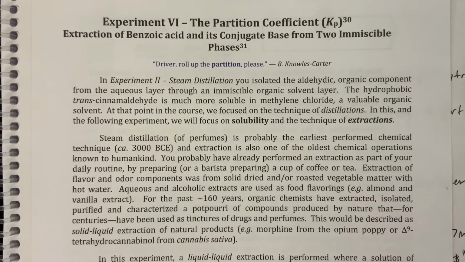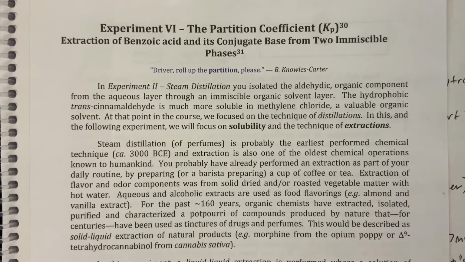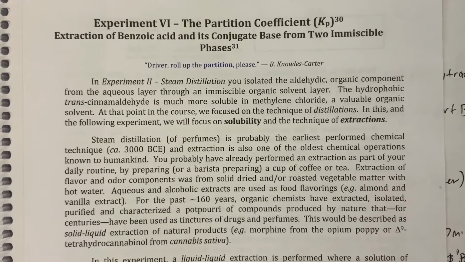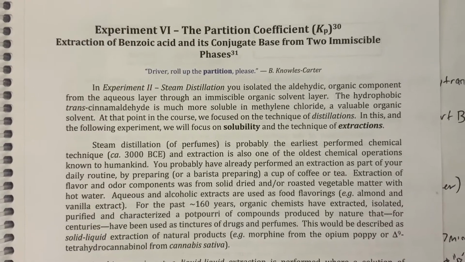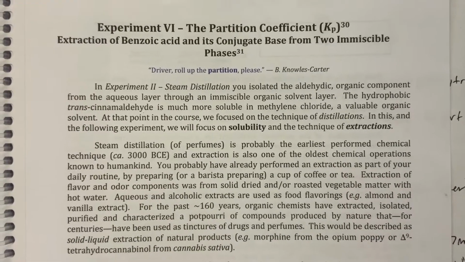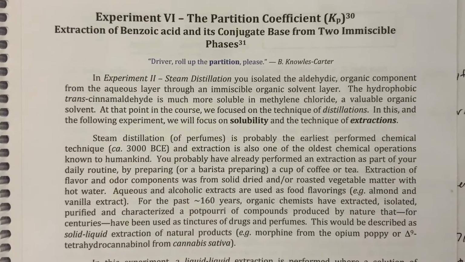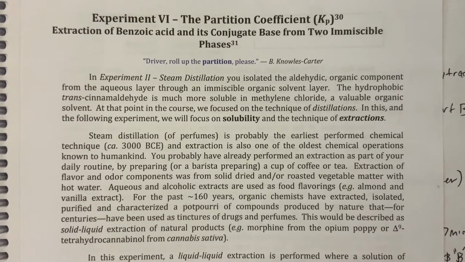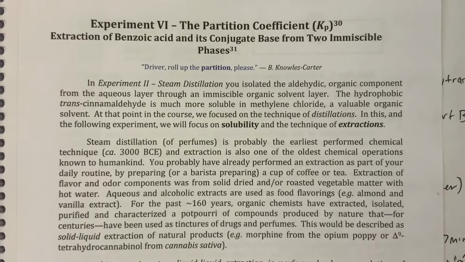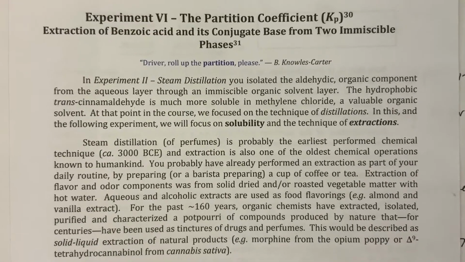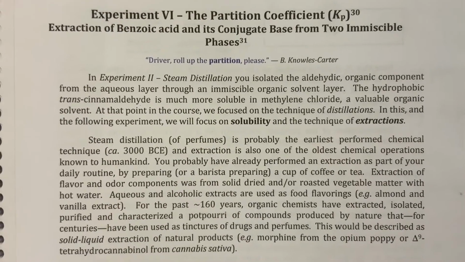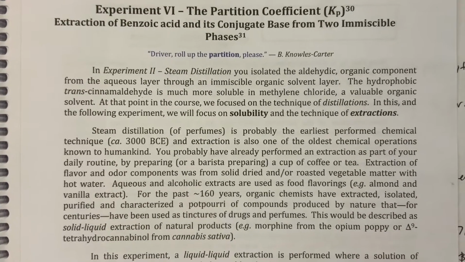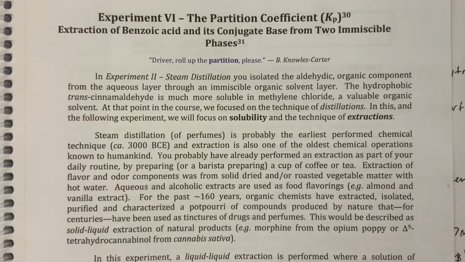Experiment 6, the partition coefficient. Today we are going to extract through liquid-liquid extraction benzoic acid and its conjugate base from two immiscible phases, or we could also say two immiscible layers. And so the partition coefficient is particularly useful for health science majors to be aware of because it is so important in terms of drug design and drug delivery.